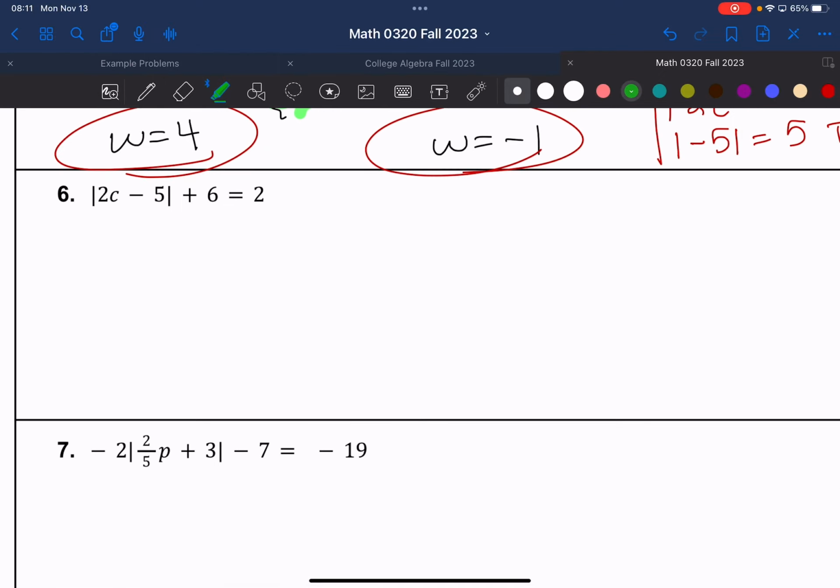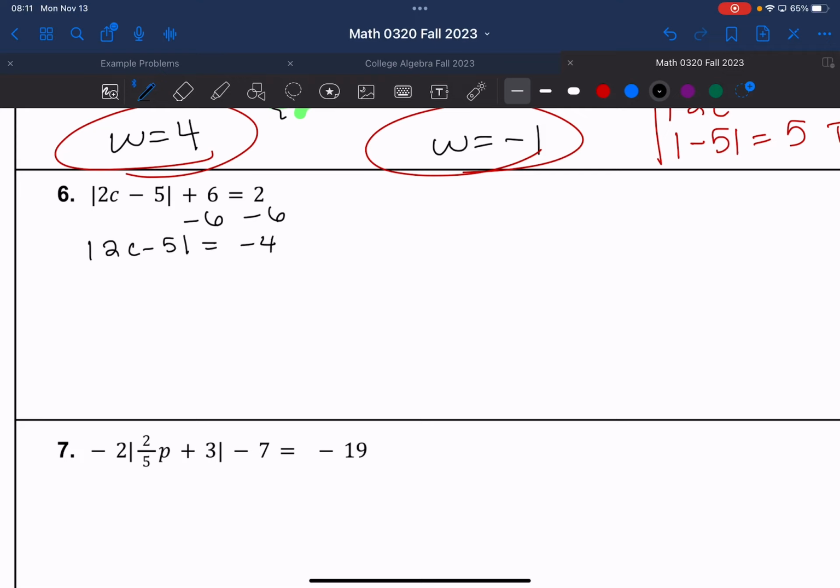So looking at number 6, we have the absolute value of 2c minus 5 plus 6 equals 2. What is our first step? Good. Isolate the absolute value. So what do I need to move over to the other side? 6. Good. So I'm going to subtract 6 over. I have the absolute value of 2c minus 5 is equal to negative 4.